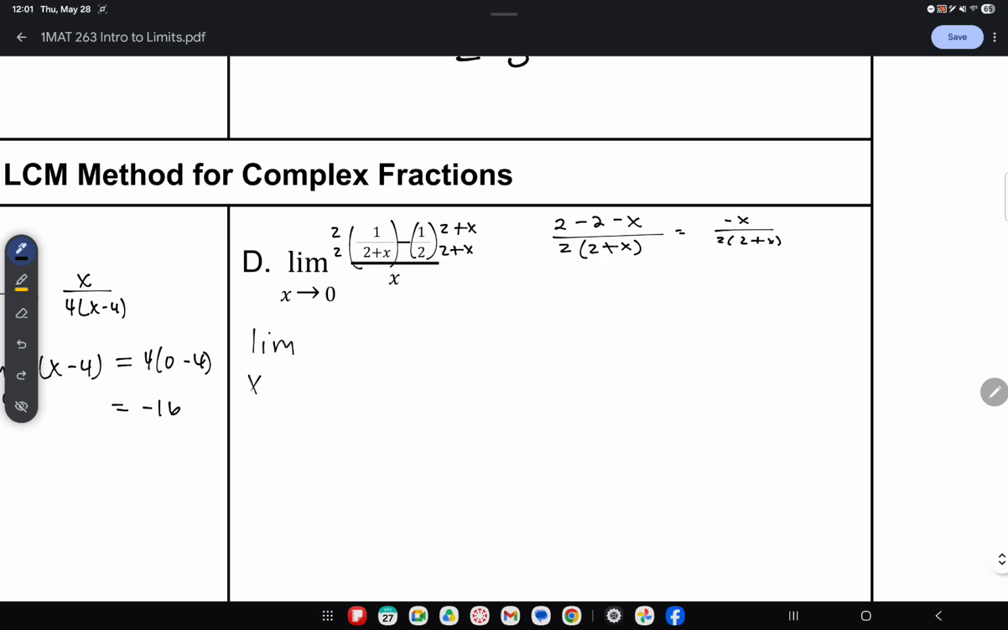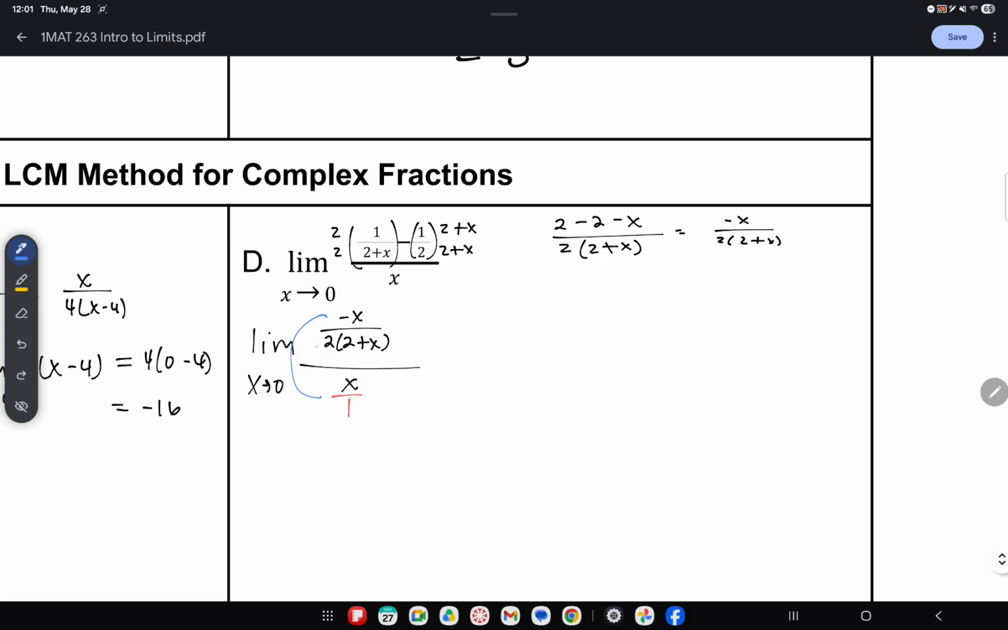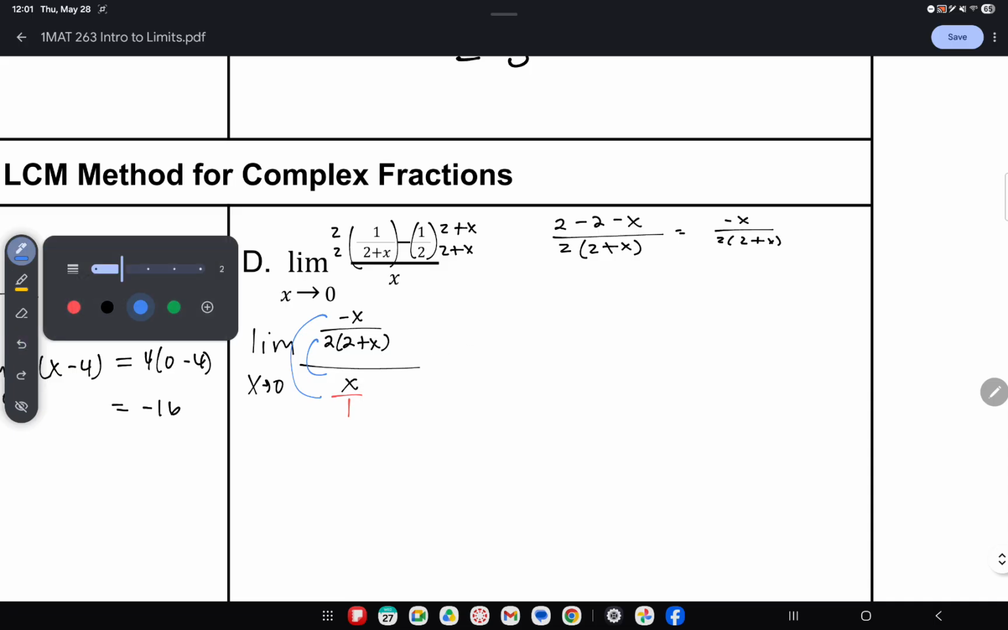So I have the limit as x approaches 0. My numerator is now negative x over 2 times 2 plus x, all over x. I can do that same thing and say x is over 1, and then do this big C over little c. I guess I never really said why that big C over little c works. But you have to multiply by the reciprocal. So you'd have the negative x over 2 times 2 plus x, and then you'd have to be multiplying by 1 over x. And if you do that, you're going to get the same pairing up as this big C over little c.